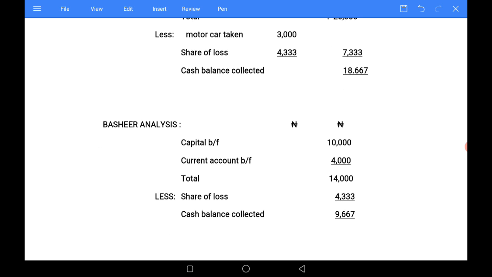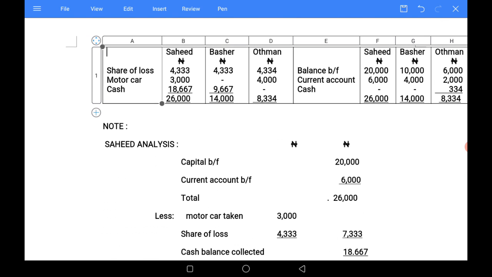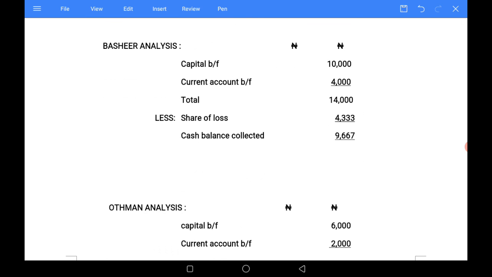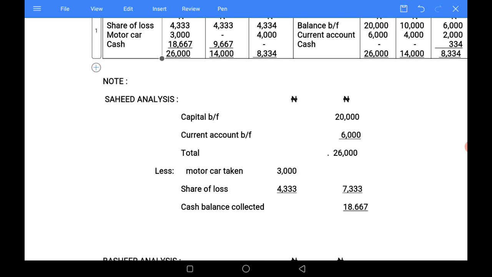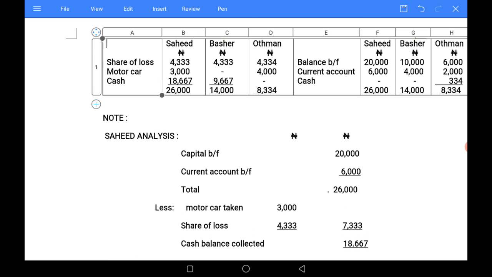As we all know, capital brought forward of Bashir was 10,000 naira, and his current account brought forward was 4,000 naira. Adding that 4,000 naira to 10,000 naira, he has 14,000 naira. And Bashir does not have any liabilities more than his share of loss, which was 4,333. Therefore, deducting 4,333 from 14,000 naira of Bashir, the cash balance to be collected by Bashir was 9,667, as it is shown on the debit side of the capital account under the Bashir column.